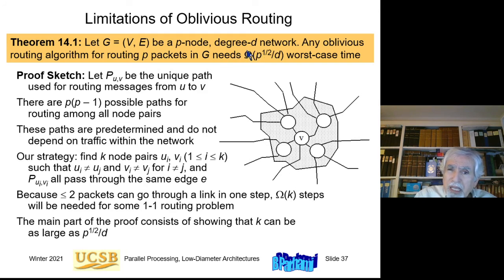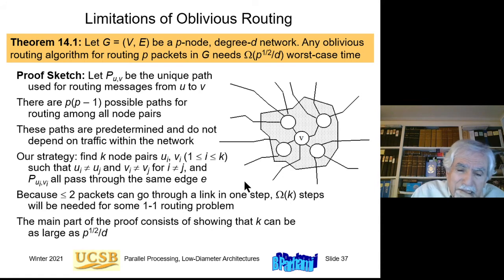So if my network is degree d, any oblivious routing algorithm for routing p packets in G needs, in the worst case, at least square root of p divided by d time. Now, in the case of hypercube, the degree is log p. So the special case of this theorem for hypercube says that there's a routing problem that requires order square root of p divided by log p time. So how do we do this?